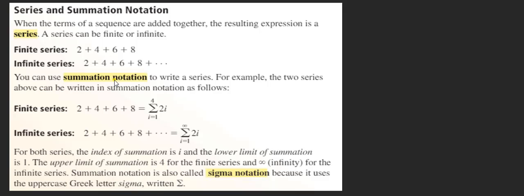Now, when we talk about series, we have a summation notation, which is this symbol right here. And that is called the sigma notation. And it comes from the Greek letter sigma. And that is the lower limit of summation, and that is the upper limit of summation. And we're going to take a look at some examples.